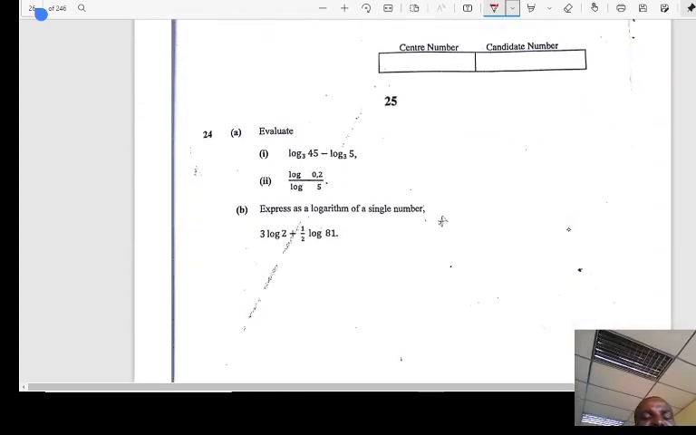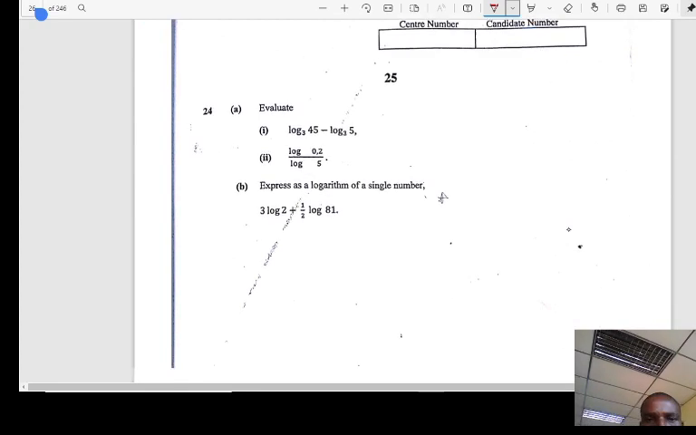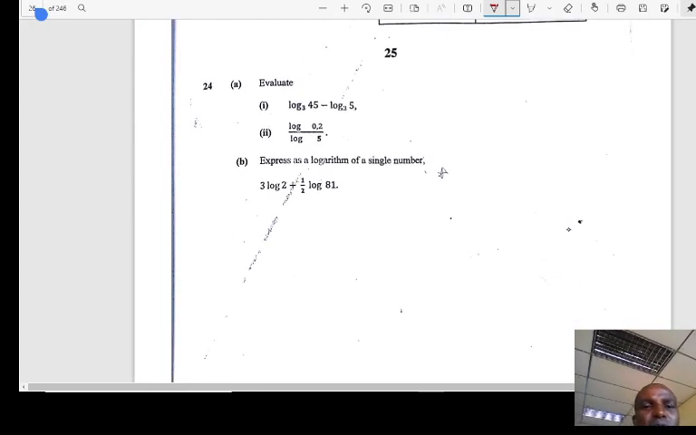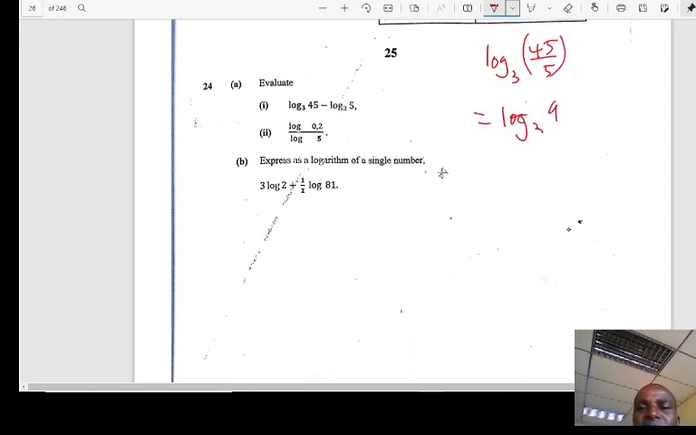Then number 24, evaluate. These are logarithms. Log 45 minus log 5, base 3. What you just do here, when subtracting, you divide the logarithms. So it will be 45 over 5. So it will be log 45 over 5, which is log 9 base 3.